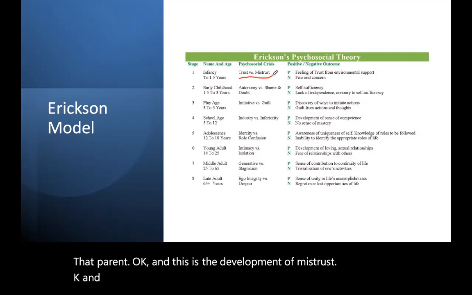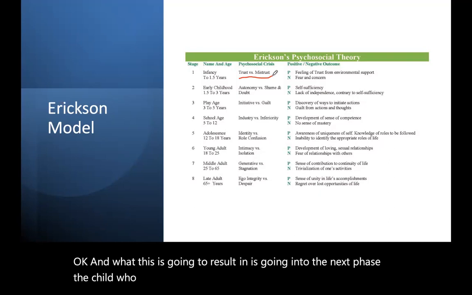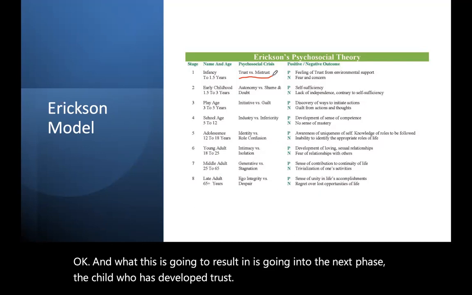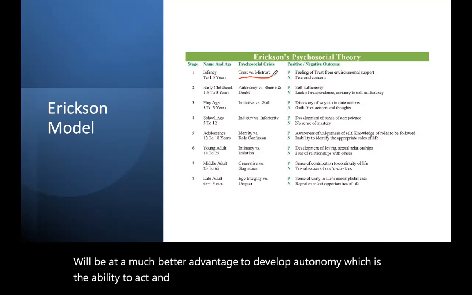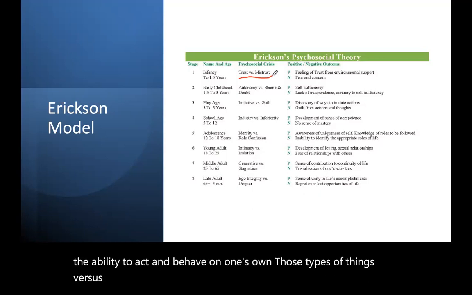And what this is going to result in, going into the next phase, is that the child who has developed trust will be at a much better advantage to develop autonomy, which is the ability to act and behave on one's own, those types of things, versus shame and doubt, okay?